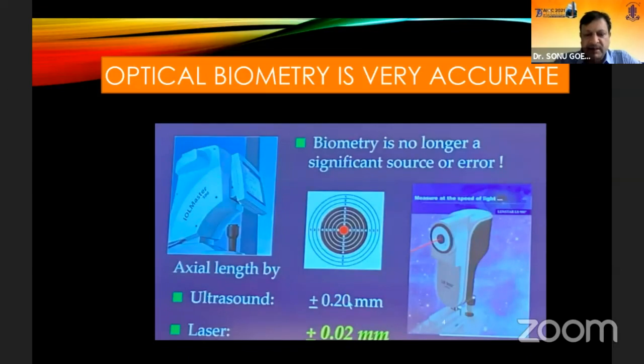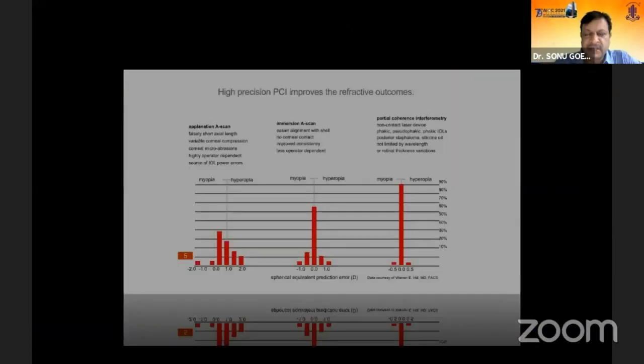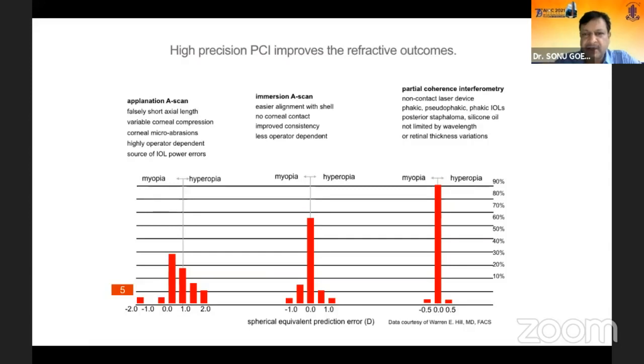The axial length by ultrasound gives an average error of plus minus 0.20, whereas by laser interferometry, we can have an error of plus minus 0.02 millimeters. Now, if you see the extreme bar on the right side with partial coherence interferometry, you see a straight bar standing right on the zero, whether it's a myopic or a hyperopic patient, whether it's an abnormal axial length. So you get an accurate axial length calculation.